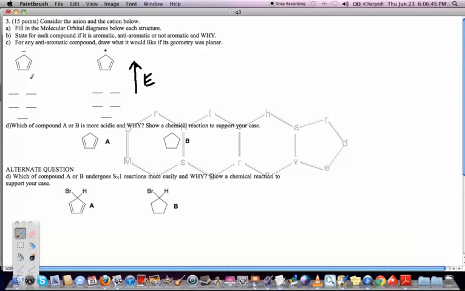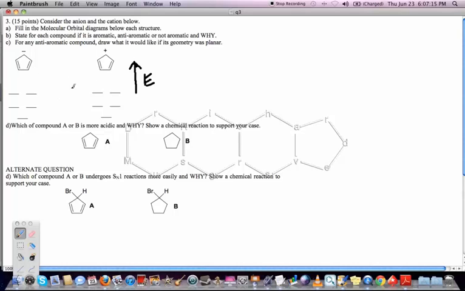So we look here and we assume these to be flat to begin with, so that's not really part of it. But we need to see if we have a cyclic system, which we do in each case, and we need to see if we have an alternating system or a conjugated system, which we do in each case as well. Single, double, charge, single, double, single. So both of these are going to be conjugated as well. So they're either going to be aromatic or anti-aromatic, but neither of them would be non-aromatic.